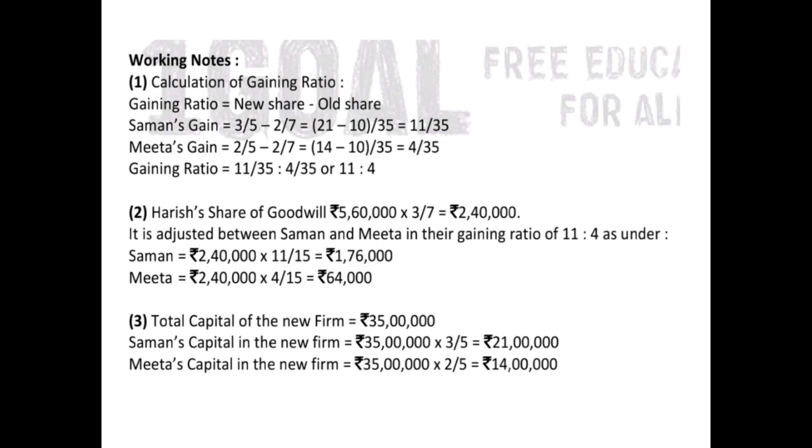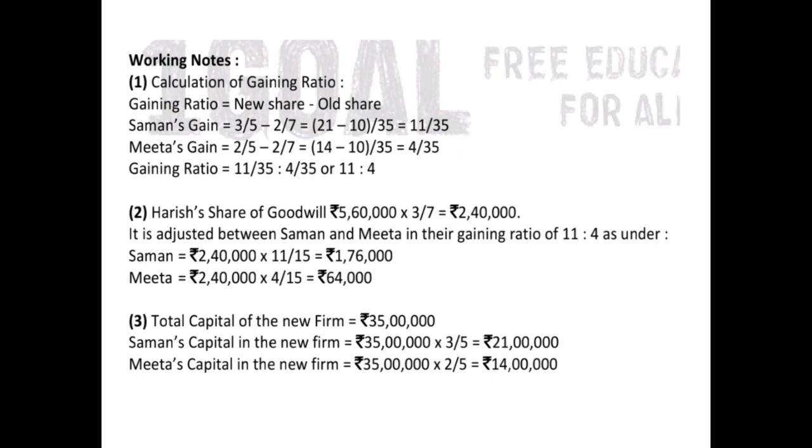Now, the second calculation is for goodwill of Harish. So the firm's goodwill is 5,60,000 multiplied by share of Harish, that is 3/7, which comes to rupees 2,40,000. Now this 2,40,000 is to be contributed by Saman and Meeta in their gaining ratio of 11:4. So Saman will give 11/15 of 2,40,000, that is 1,76,000, and Meeta will give 4/15 of 2,40,000, that is 64,000.